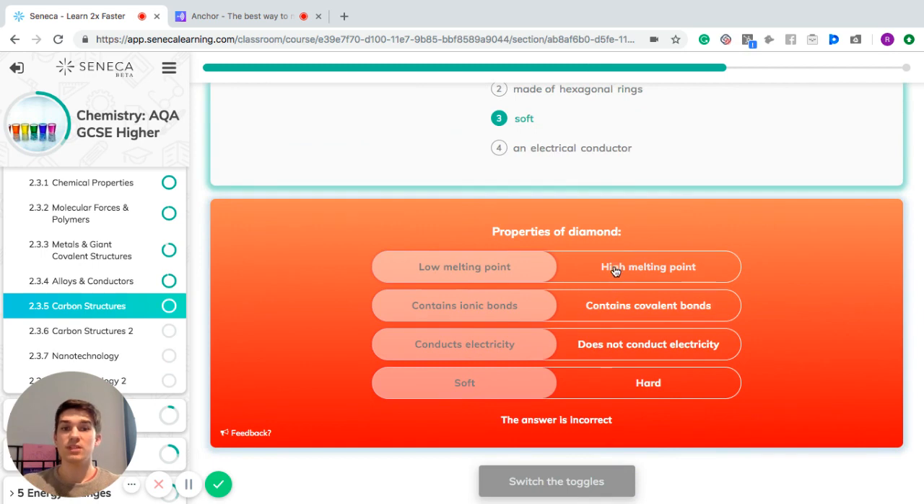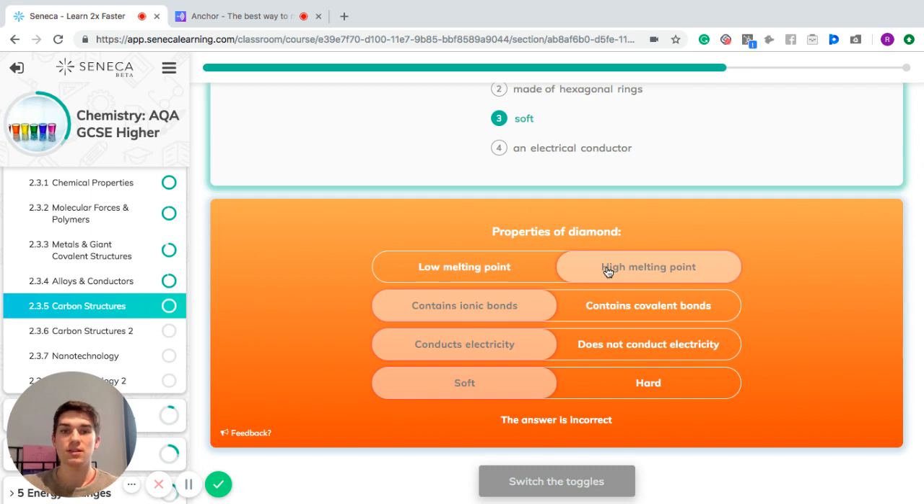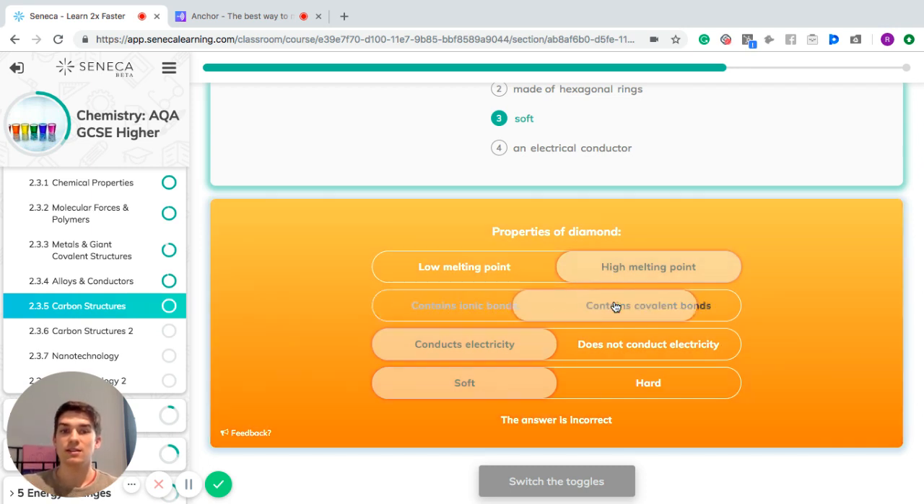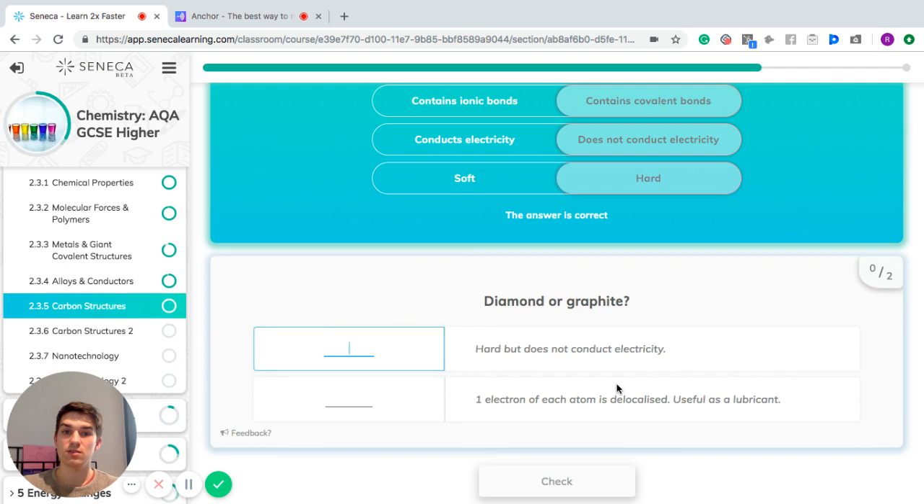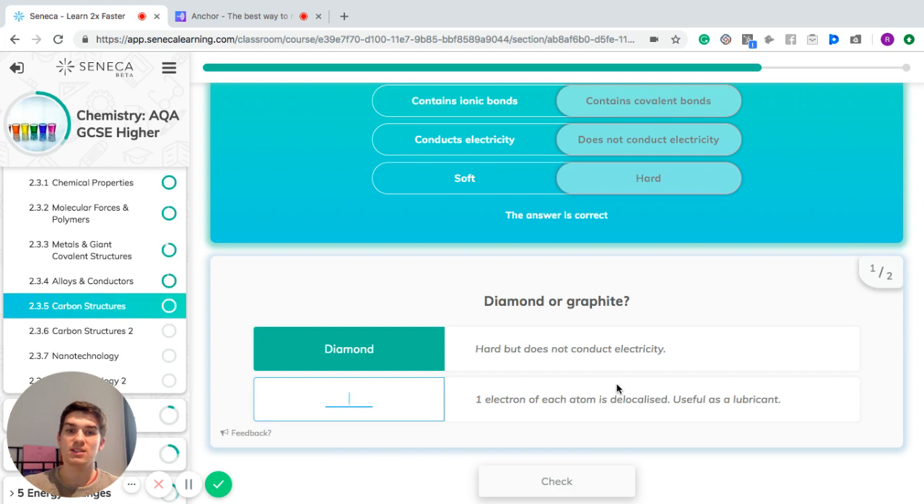And the properties of diamond, to recap that: it's got a very high melting point due to those strong covalent bonds. It contains, as I mentioned, covalent bonds. It does not conduct electricity because it does not have any delocalized electrons, and it's a very hard substance, and it's sometimes used for cutting. So remember, diamond does not conduct electricity, and 1 electron from each atom is delocalized in graphite.